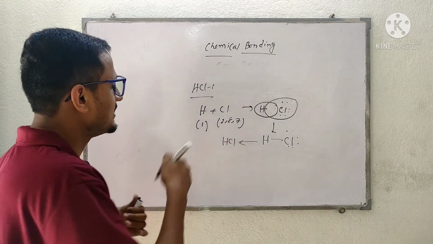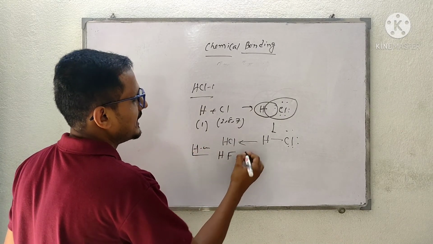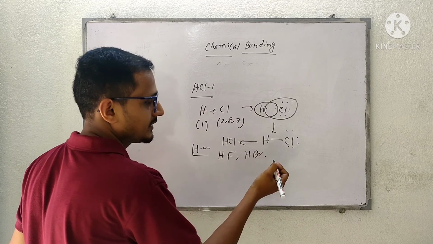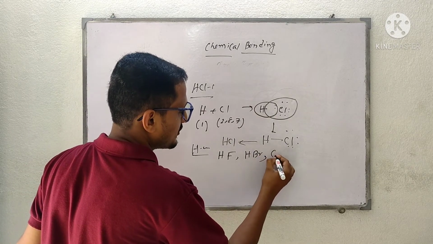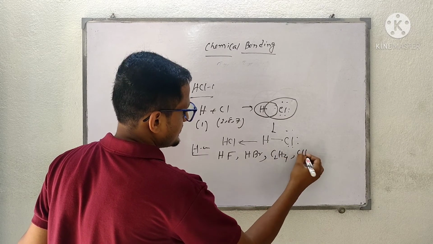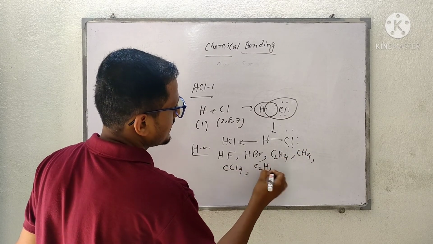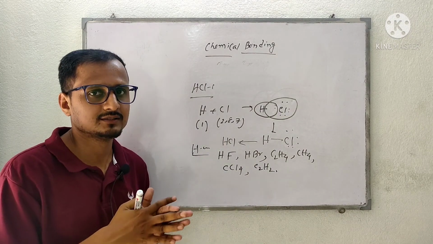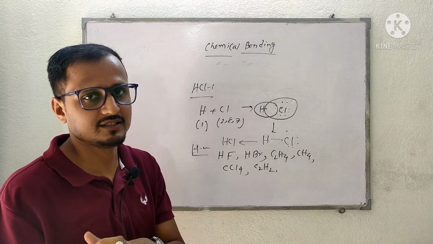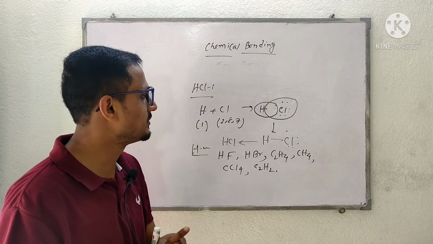As your homework, you will try this in a similar way for HBr. The atomic number of bromine is 35. You will try for C2H4, CH4, CCl4, C2H2. Otherwise, in the next video I will do these. So try, and if you have any doubt regarding covalent bonding, you can ask me in the comment box so I can reply to you properly.